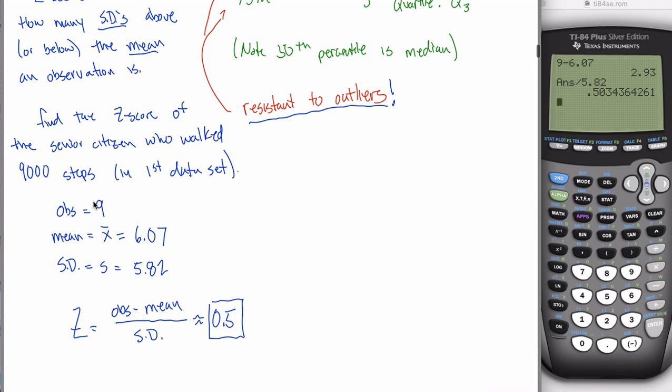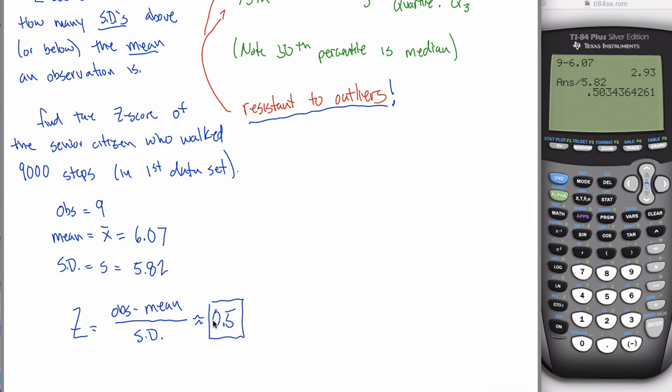And note that if the observation is bigger than the mean, my numerator here will be a positive number, because if I have a big number minus a small number, it's a positive number. And since the standard deviation is always positive, a positive divided by a positive will be a positive. However, if the observation were less than the mean, if instead of being a 9 here, this were a 2, 2 minus 6 is negative 4. So this would have ended up being negative. If my observation is less than the mean, I get a negative z-score.